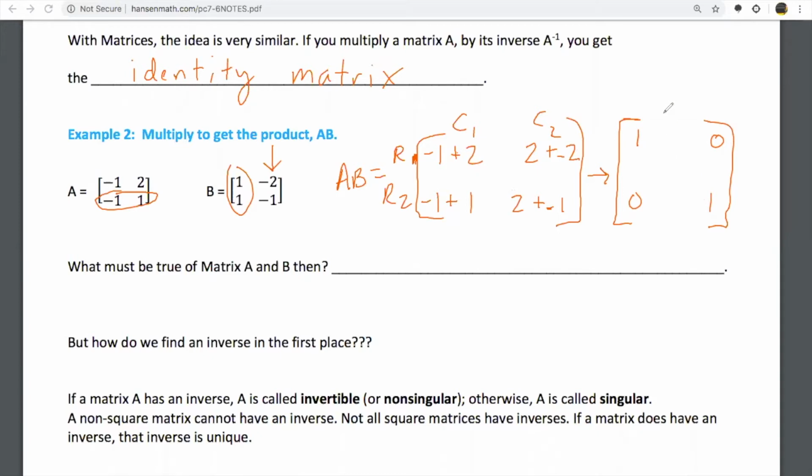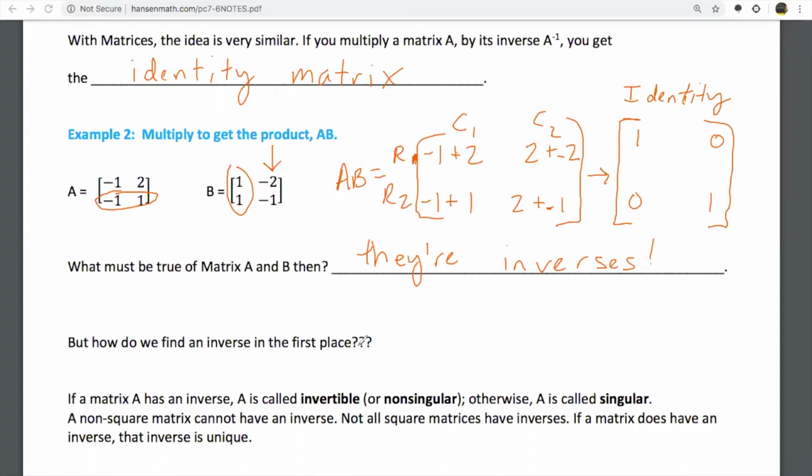Wow, look what we got here. We've got ourselves a 2 by 2 identity matrix because we have ones on the diagonal and zeros elsewhere. So look what happened. We multiplied matrix A times matrix B and we got the identity. So what must be true of matrix A and matrix B? They're inverses of each other, which is why we got the identity.